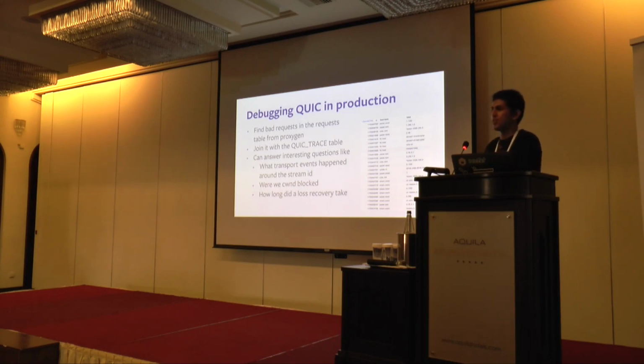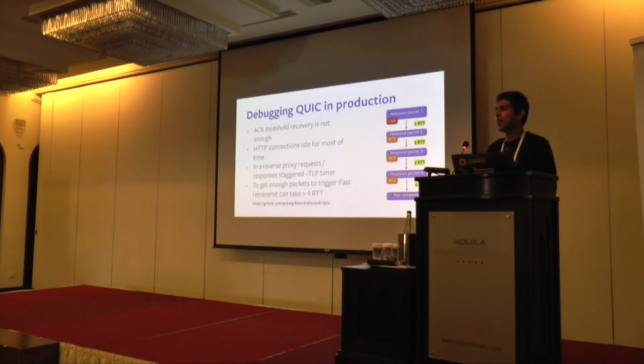So we can answer interesting questions like what happened around that stream ID? Did it slow down because it didn't have flow control? Did it slow down because it didn't have CWIN updates? How long did the loss recovery take in the transport itself? We've actually been able to debug a bunch of problems this way and find some interesting cases spelunking through QuickTrace logs. For instance, one interesting case we found, which probably could use some fixing in the transport documents, is that ACK threshold is not enough for recovery a lot of the time.